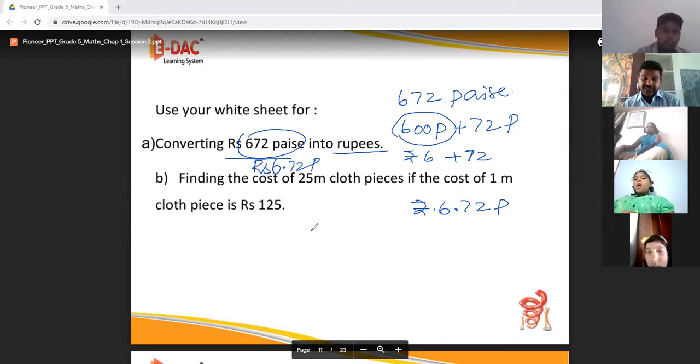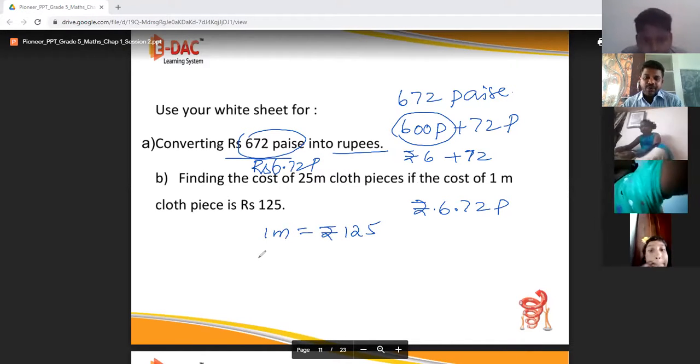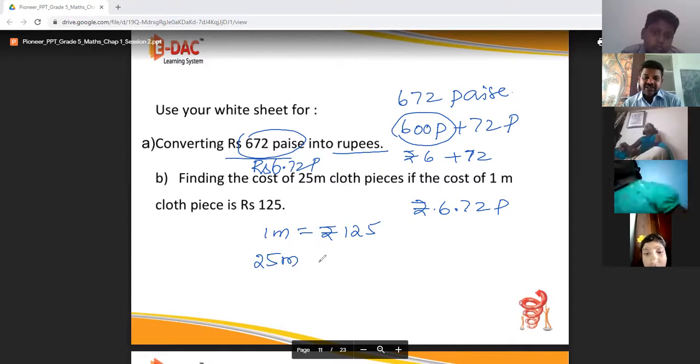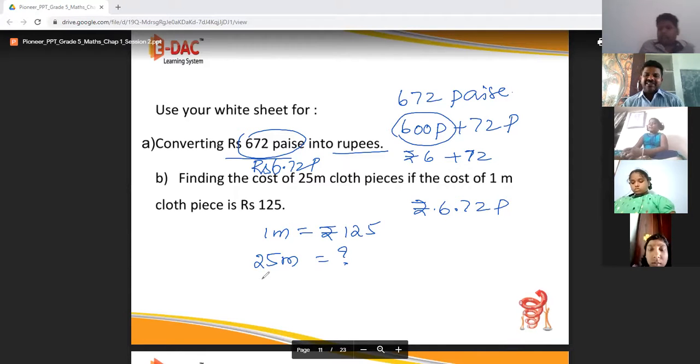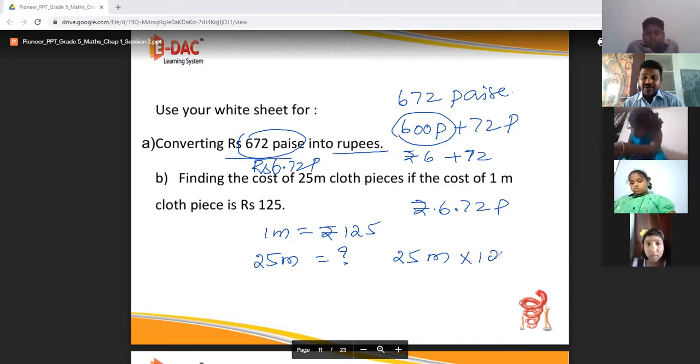Next, find the cost of 25 meters of cloth if the cost of 1 meter of cloth is 125 rupees. 1 meter of cloth is 125 rupees, but we need to purchase 25 meters of cloth. What is the amount? 1 meter of cloth is 125. We need to purchase 25 meters. What should we do? We just multiply. So 25 meters into 125 rupees. You just multiply to get it. Okay, you just do it.